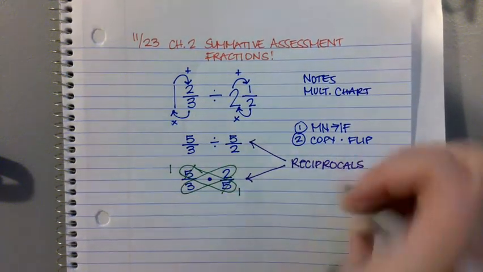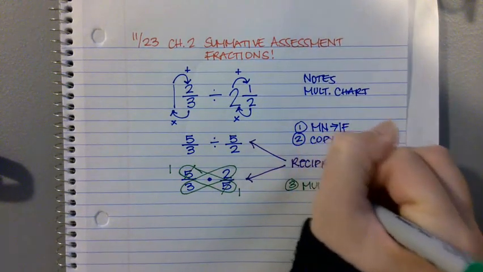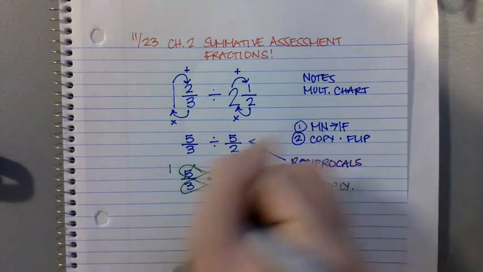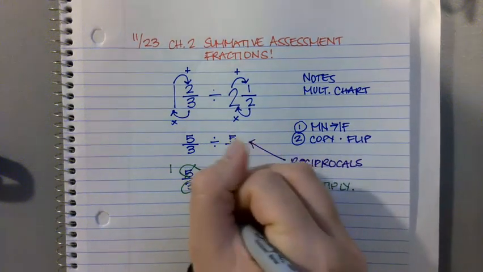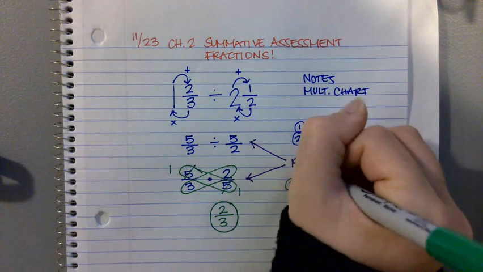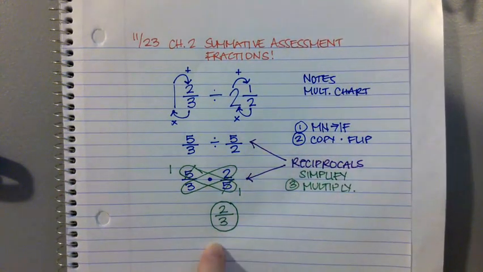So now I can multiply across the top. One times 2 is 2, and 3 times 1 is 3. Now, since I simplified, I'm going to squeeze and simplify up here. Since I simplified first, I don't need to simplify at the end.